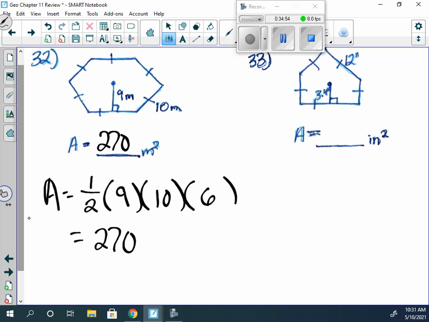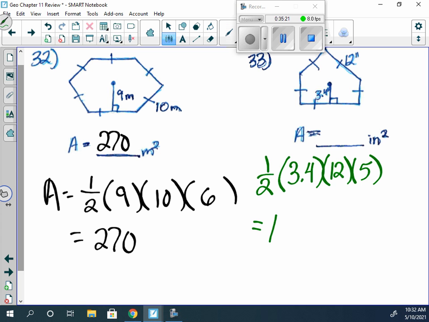Any questions on either one of these here, 32 or 33? So, 1/2 our apothem is, our side length is 12, and the number of sides is 5. And we can plug that in and get 102 flat. And that'd be it. Any other questions on these here?